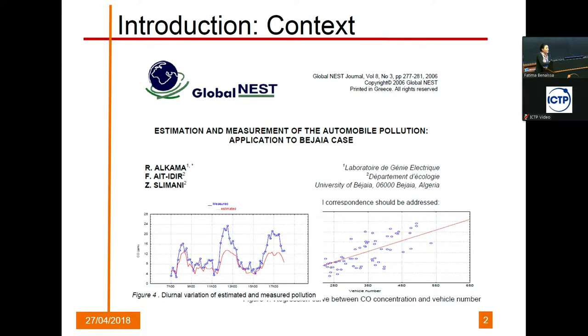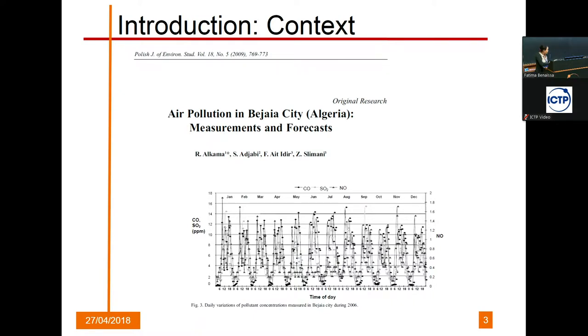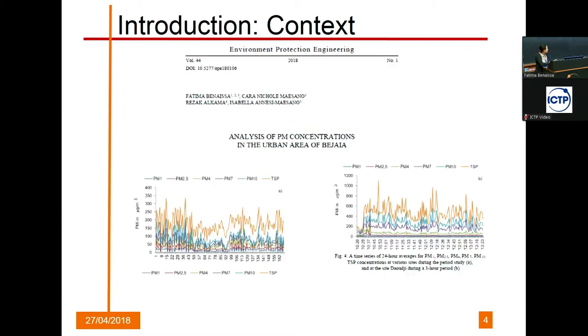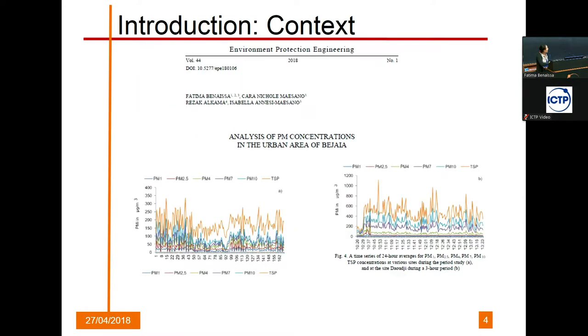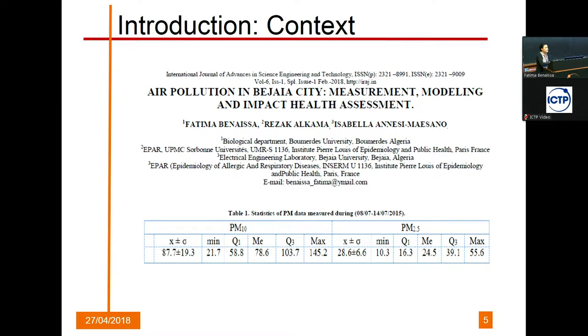All of them showed that the main source of pollution there is automobile. This is one case study, about estimating nitrogen oxides. This is for three pollutants. This figure shows that the main source of pollution is automobile. Others, about particulate, also show that the main source is automobile, and the concentration rises over the World Health Organization limits.